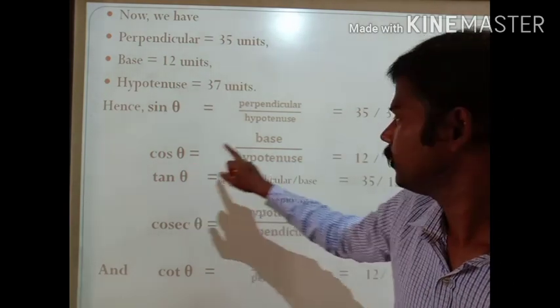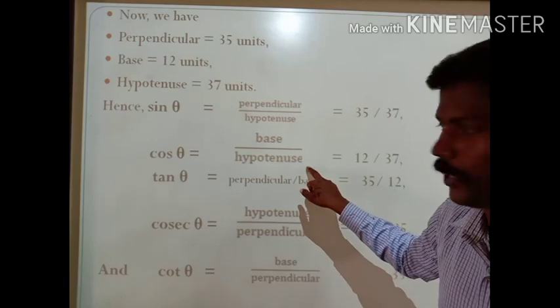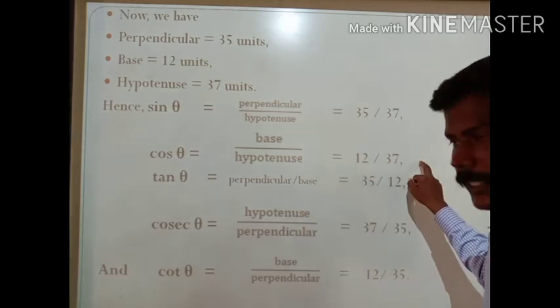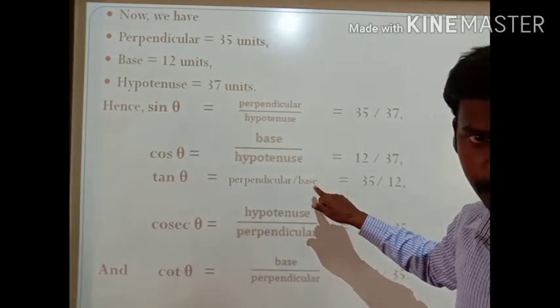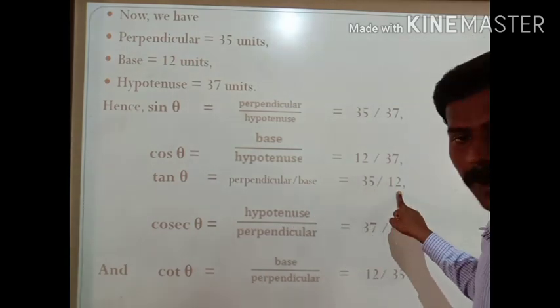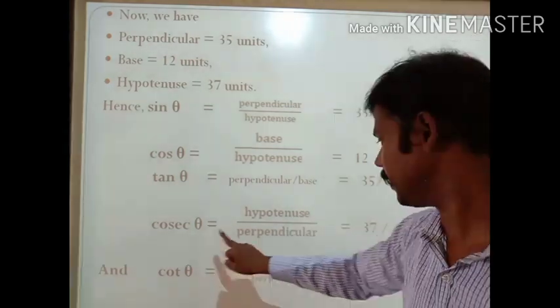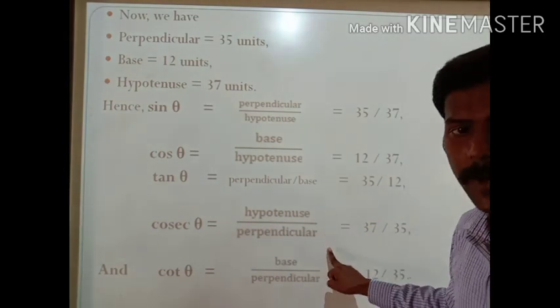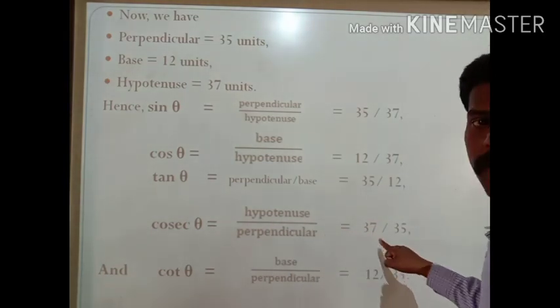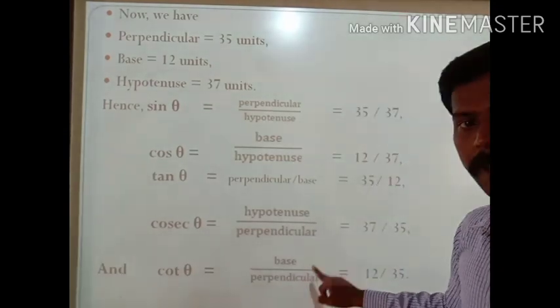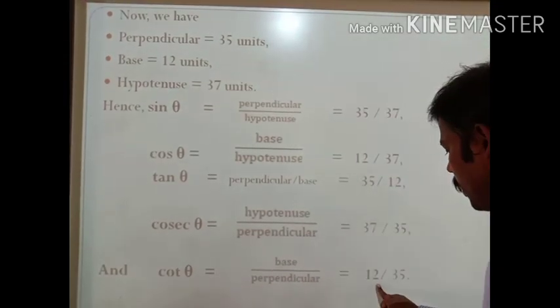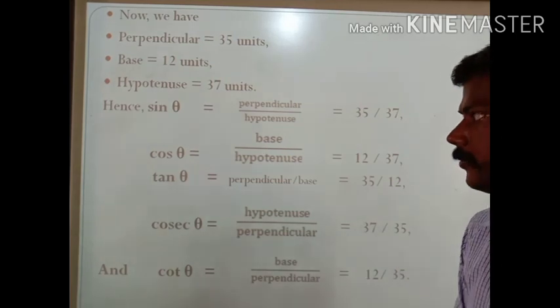Cos theta what? Base by hypotenuse, 12 by 37. Tan theta is what? Perpendicular by base, 35 by 12. What is the cosecant theta? Hypotenuse by perpendicular, 37 by 35. What is the cot theta? Base by perpendicular, 12 by 35.